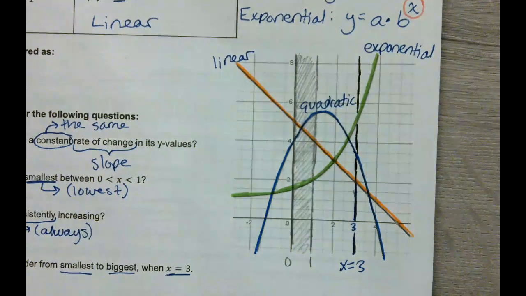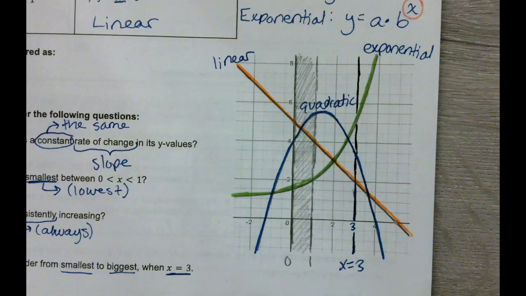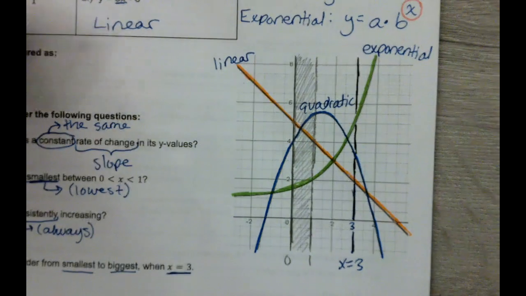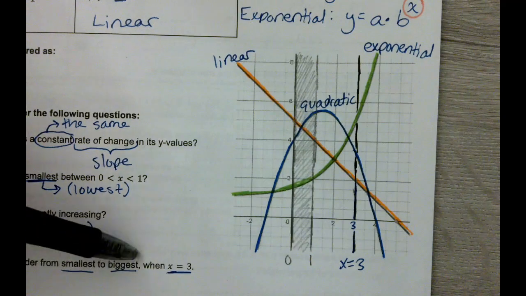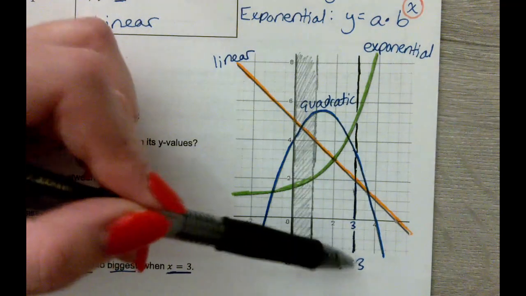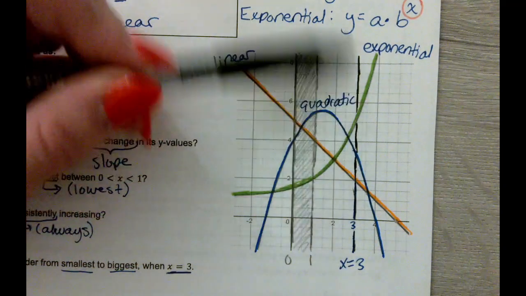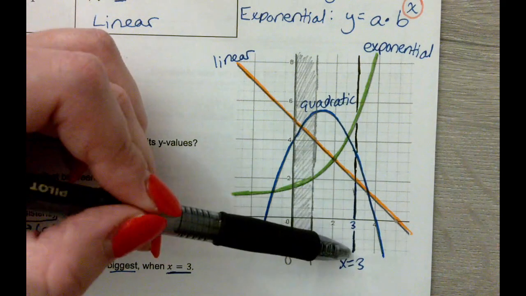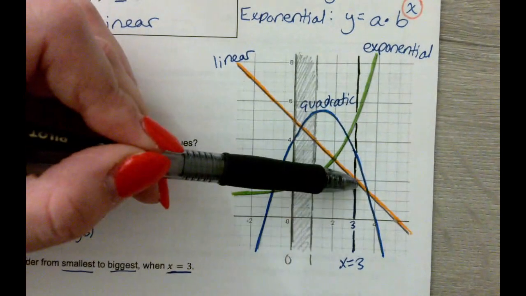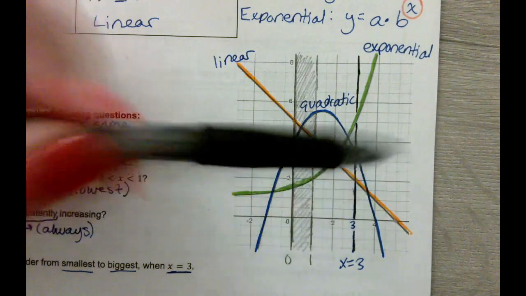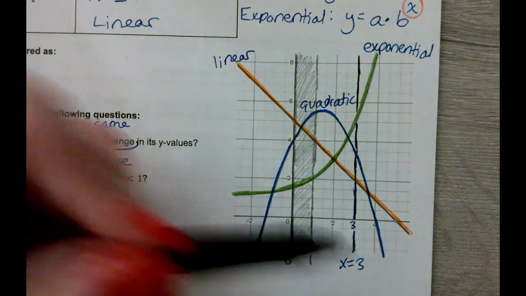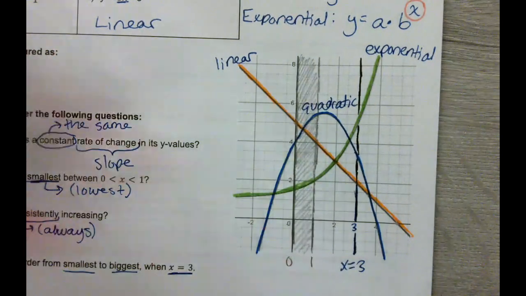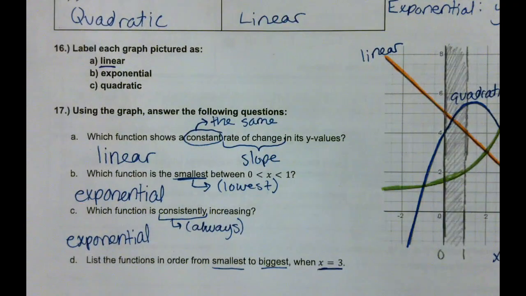Okay. So I'm now looking along that black line. Now, we want smallest to biggest. So you're going to start at the bottom and work your way up this line. And then every time you hit a function, you're going to write it down. So I'm starting down here. First function I run into is orange. So the orange function is linear. So linear goes first.